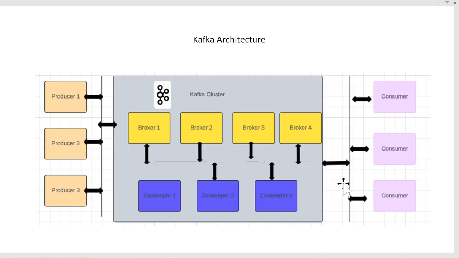Terms like Kafka server, Kafka broker, or Kafka node are used interchangeably. Now let's see what the role of a broker is. The broker acts as the intermediary between producers, which are publishers, and consumers, which are subscribers. Brokers are responsible for persisting records from producers and delivering them to consumers.